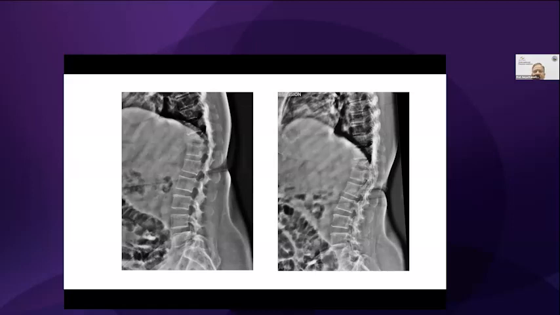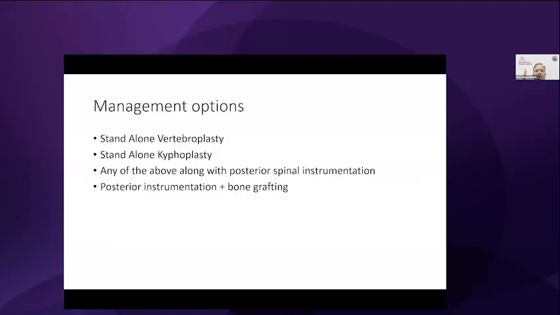Now, in this seminar, everybody was talking about osteosynthesis, but here we are looking at other options beyond osteosynthesis. We can consider a standalone vertebroplasty, or a standalone kyphoplasty, or we can augment the above procedures with posterior spinal instrumentation or simple bone grafting, but many with posterior instrumentation. But many times bone grafting through the transpedicular route doesn't really hold very well, especially in non-unions.